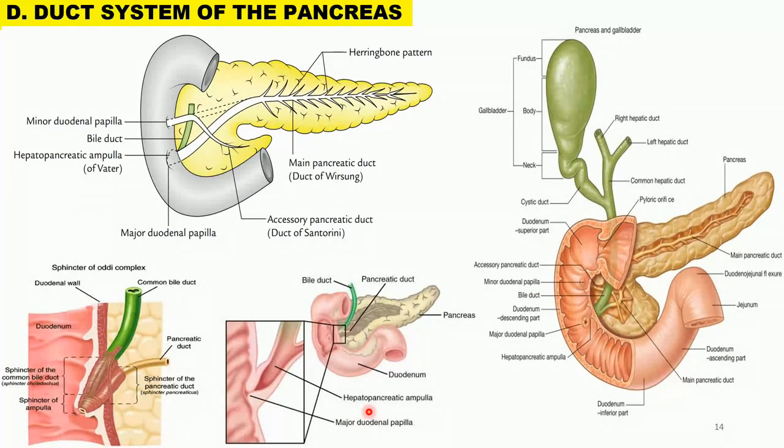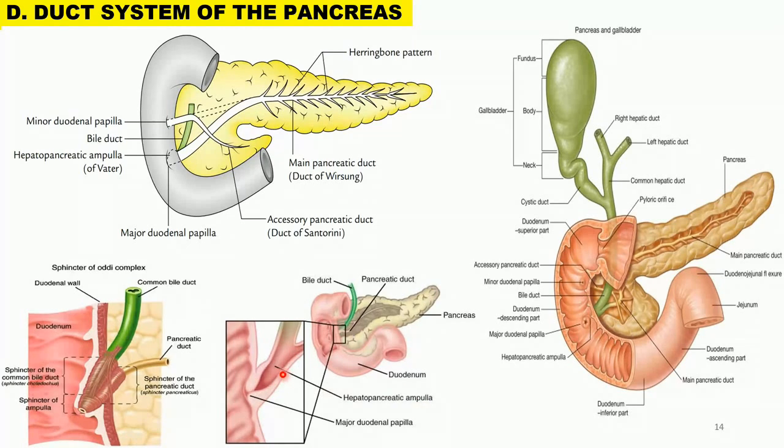join, we form what we call the hepatopancreatic ampulla. Some sources call it the hepatoduodenal ampulla, always the same. It's that common structure formed once the common bile duct and the main pancreatic duct join. That common structure is called the hepatoduodenal or the hepatopancreatic ampulla.